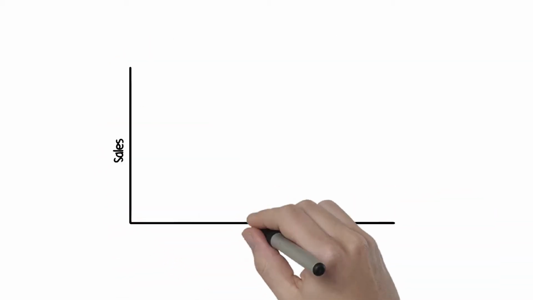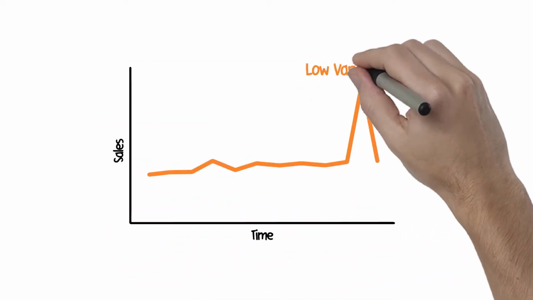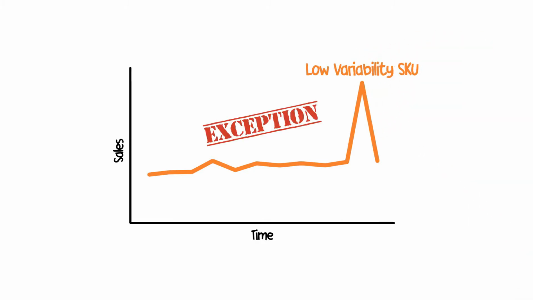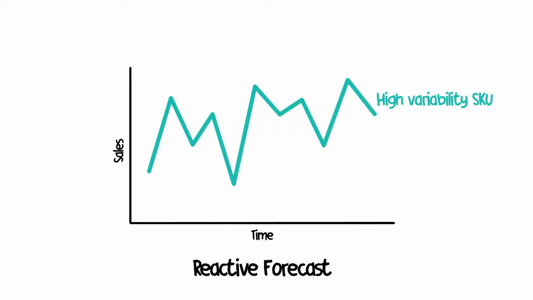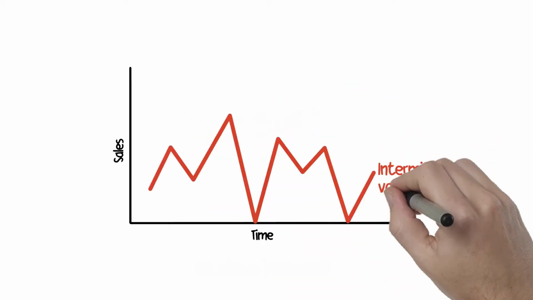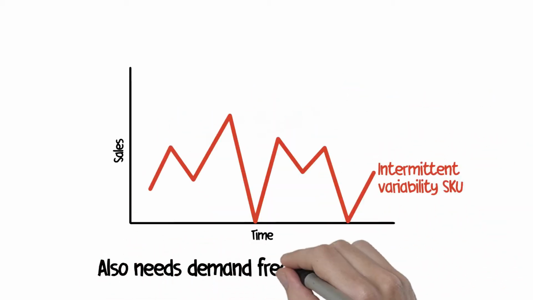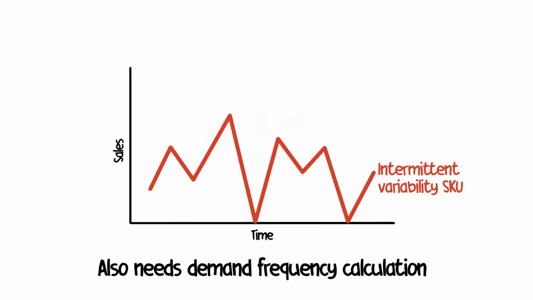A low variability SKU with a sudden sales spike would be viewed by the system as more likely to be an exception and have less reaction in the next forecast. A SKU with a high variability factor would have a much more reactive forecast to new data. SKUs that sell intermittently also will have a demand frequency calculation as part of their forecast to accurately account for the weeks when we sell zero cases.